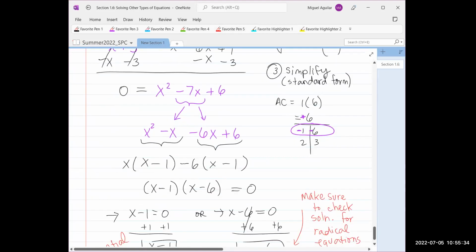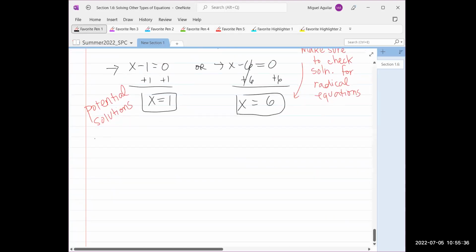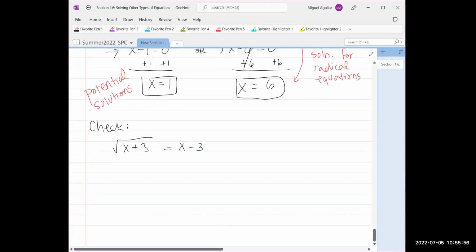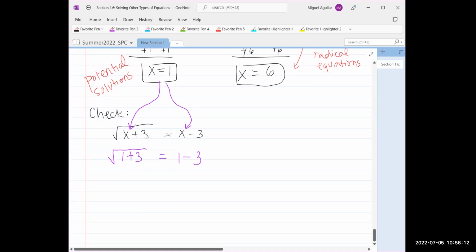So let me write the original equation down. I'm going to check. The original equation was the square root of x plus 3 is equal to x minus 3. You guys okay with that? Okay, this is a necessary step. I'm going to plug this in for x. One of our solutions is 1. So let's check it. Square root of 1 plus 3 is equal to 1 minus 3.